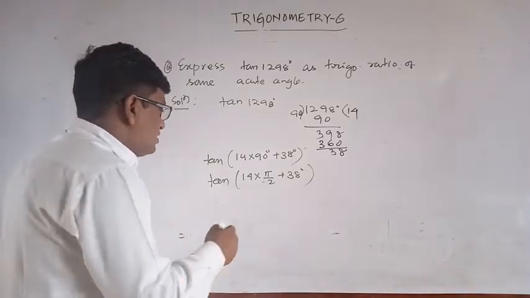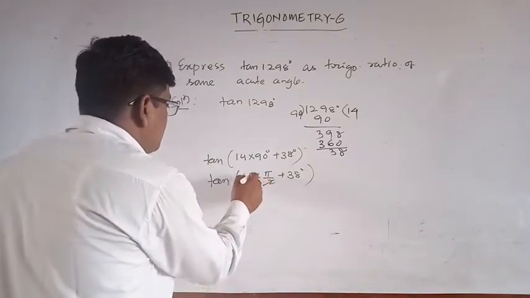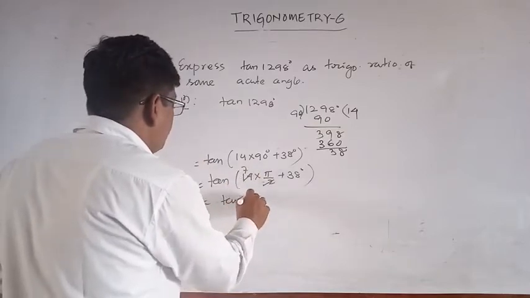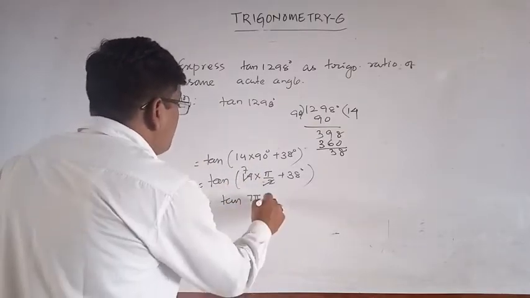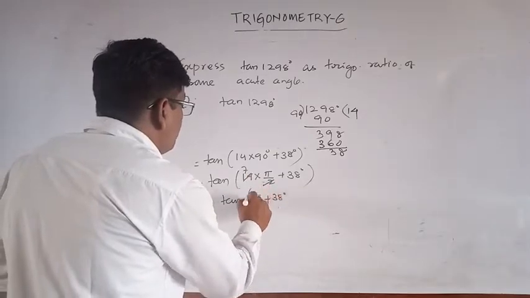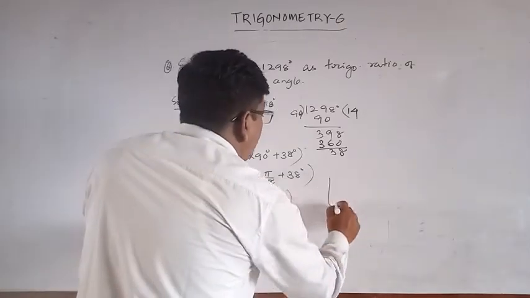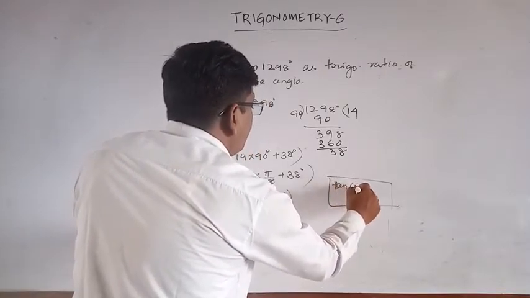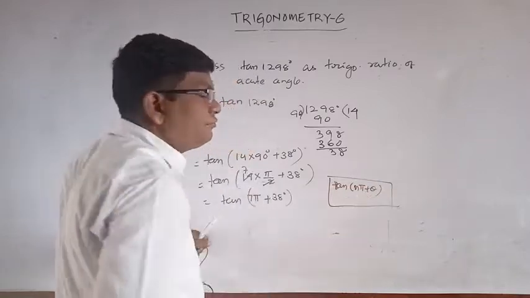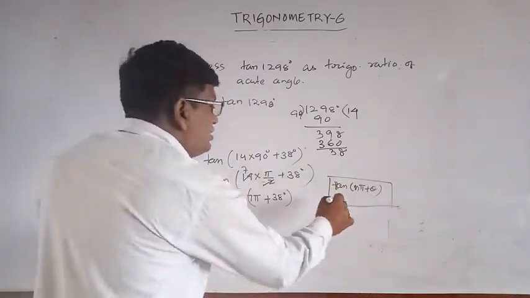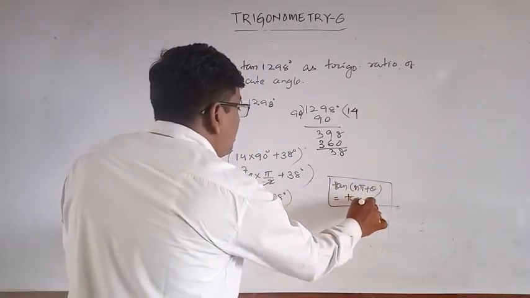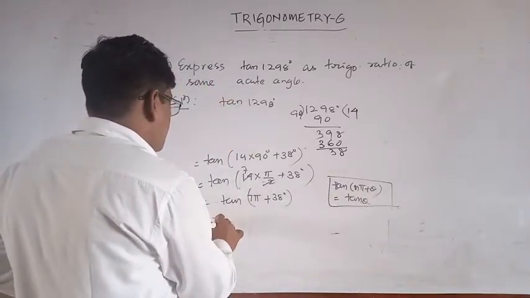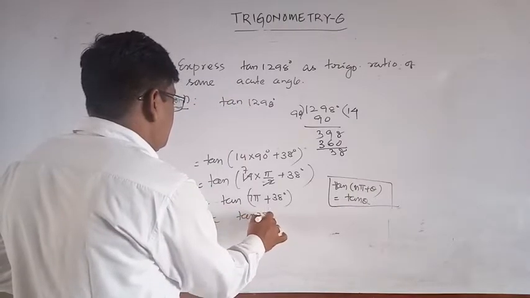So, cancel this. This is equal to what? 7. So, this is equal to what? 7 pi plus 38 degree. What is the formula for tan n pi plus theta? Tan n pi plus theta is equal to always tan theta. Okay, this is formula. So, this is what? Tan 38 degree.